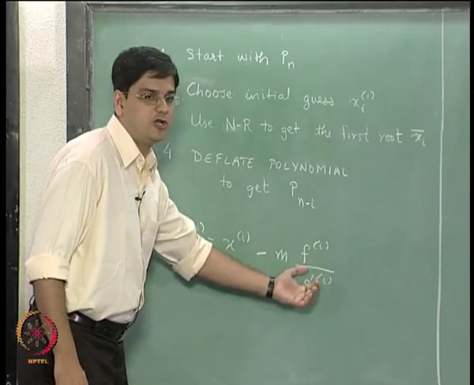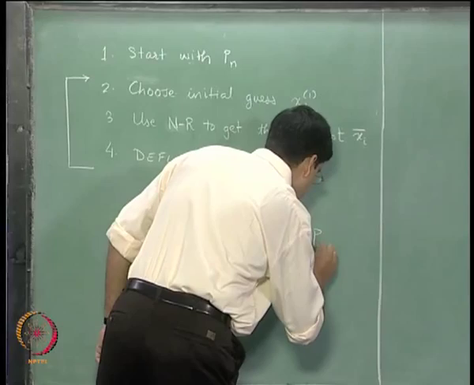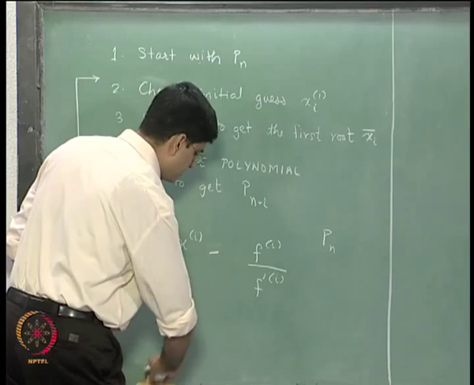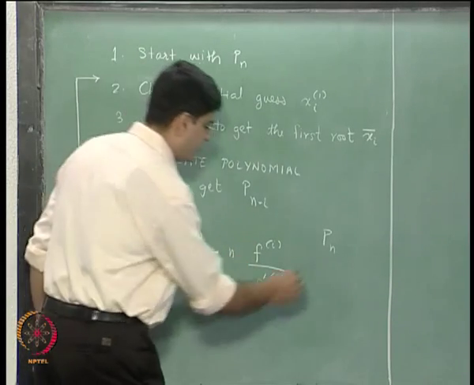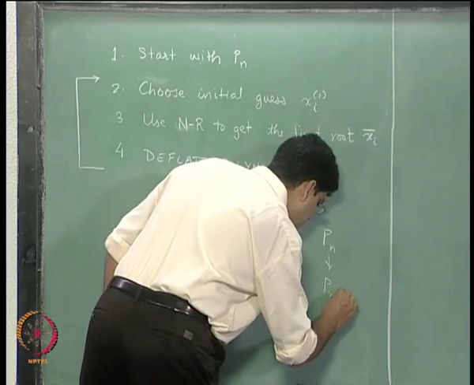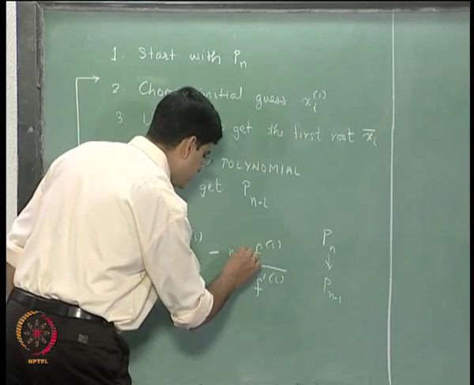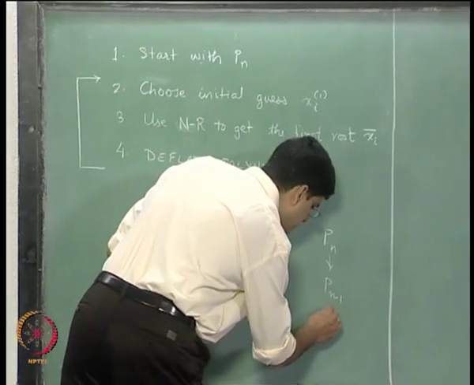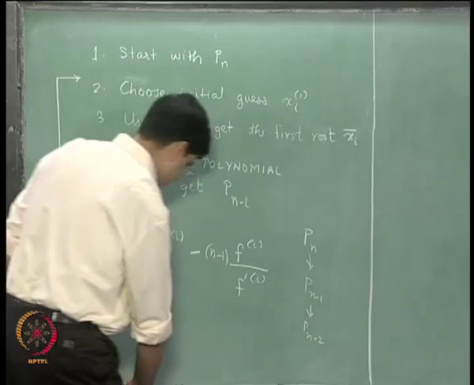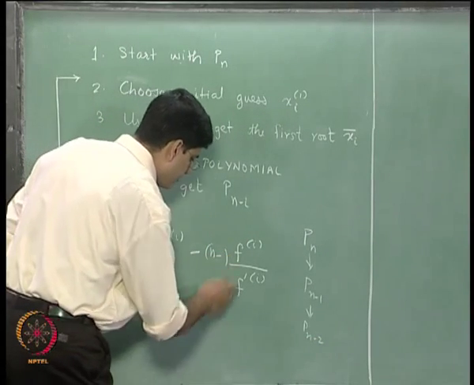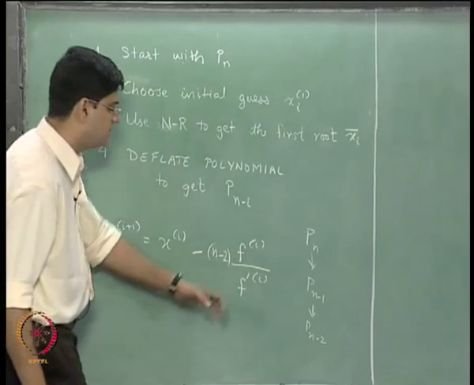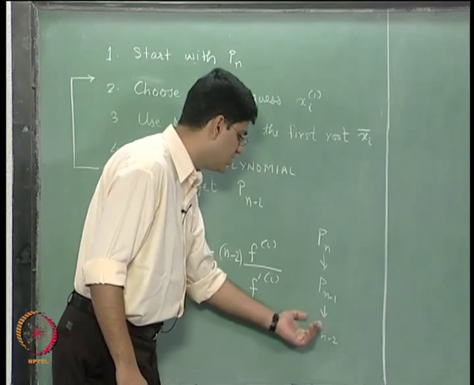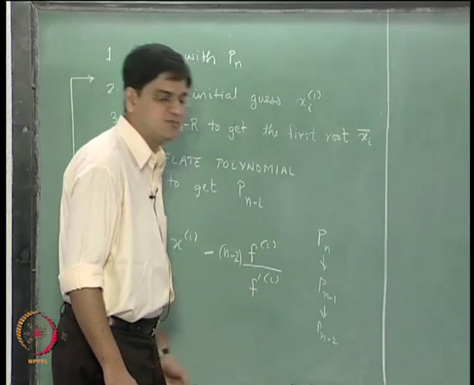Now whenever we have a polynomial Pn, there are n roots, which of course means we will replace this m by n. When we deflate that polynomial to Pn minus 1, instead of this expression we will use n minus 1 multiplied by f divided by f dash. When the polynomial becomes Pn minus 2, we will use n minus 2 times f divided by f dash, where f is replaced by Pn, Pn minus 1, Pn minus 2 and so on, and f dash is the first derivative of the specific polynomial.